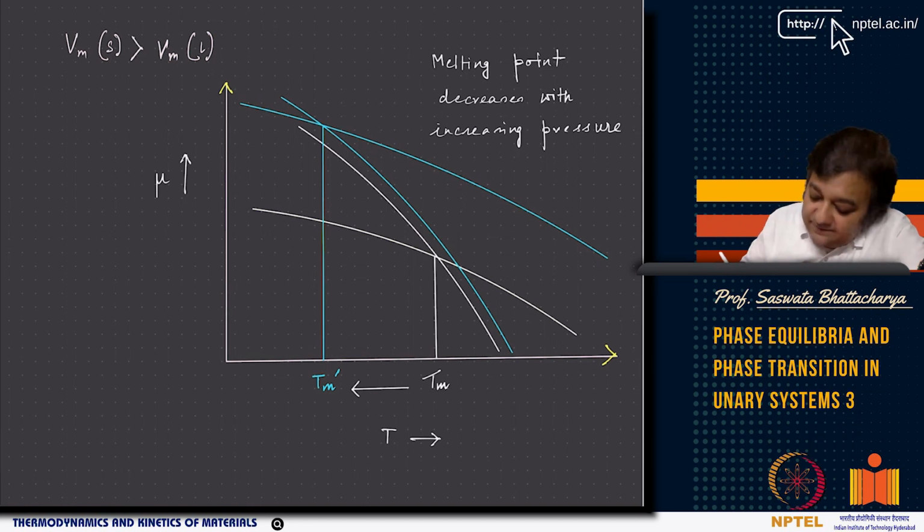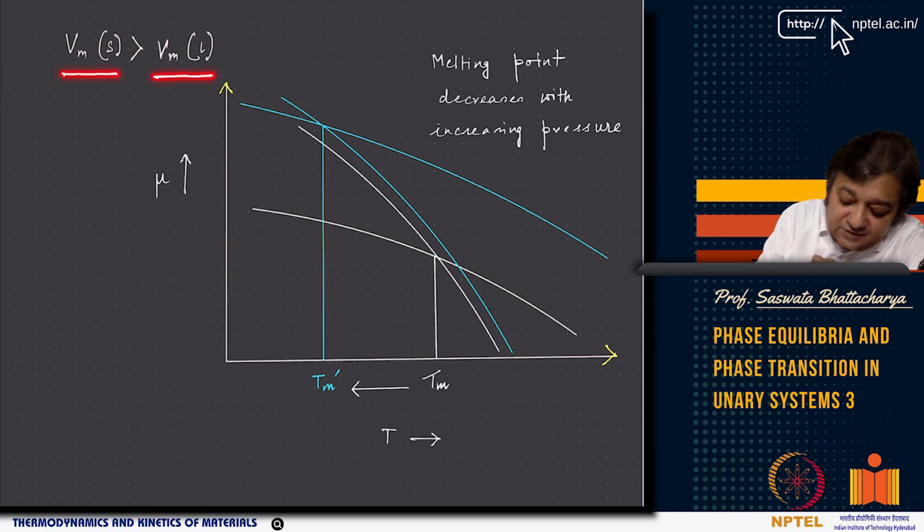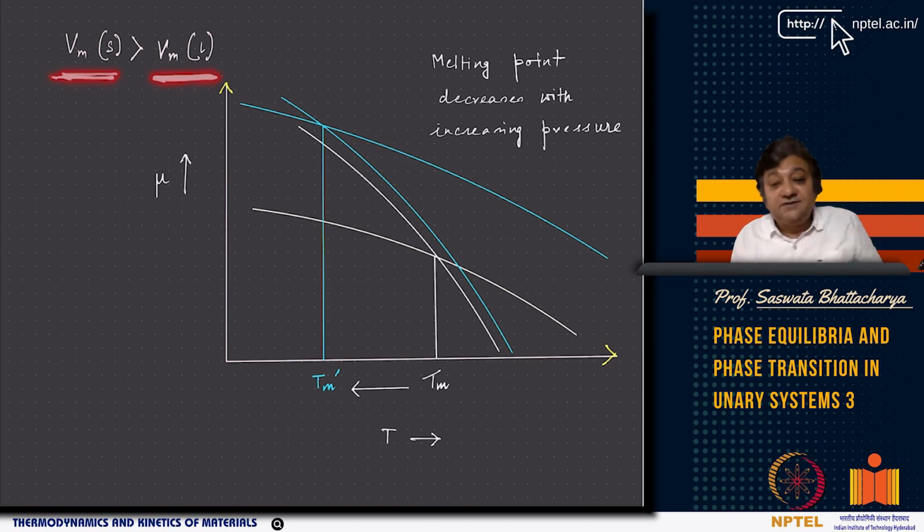On the other hand, if you look at this, this is the molar volume of solid and this is the molar volume of liquid. Now I am thinking of the molar volume of solid to be greater than that of liquid. Think of one common example where the molar volume of solid can be greater than the molar volume of liquid. If molar volume of solid is greater than molar volume of liquid, what does it mean for density? We have done this example, the ice water transformation.